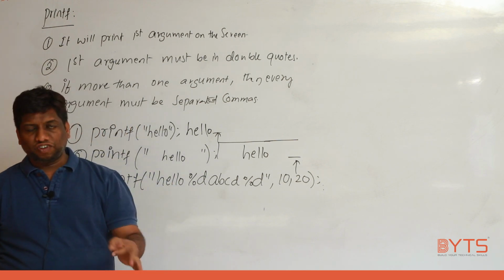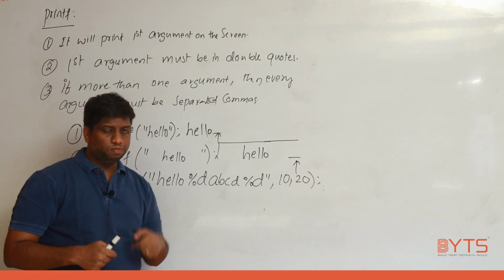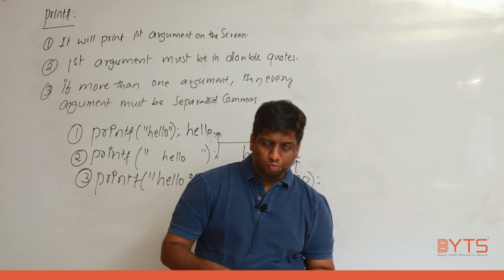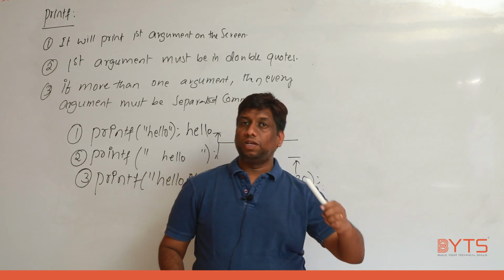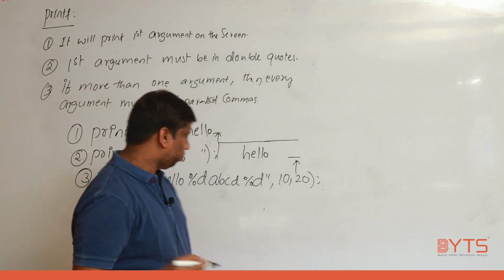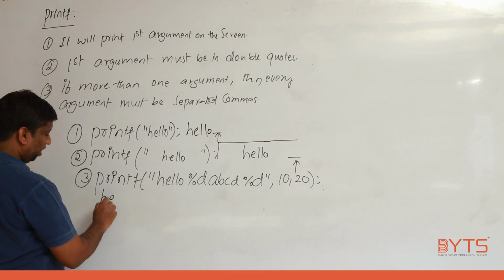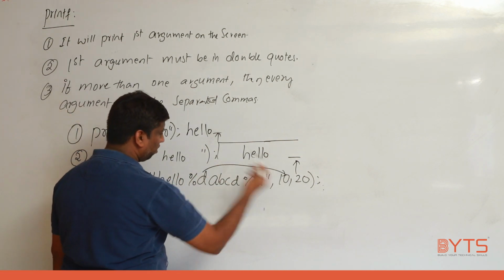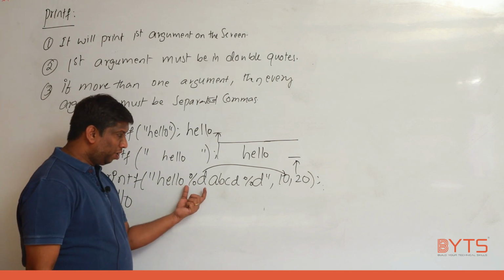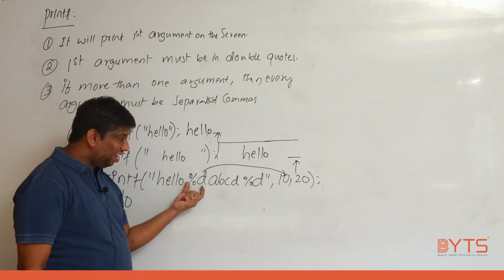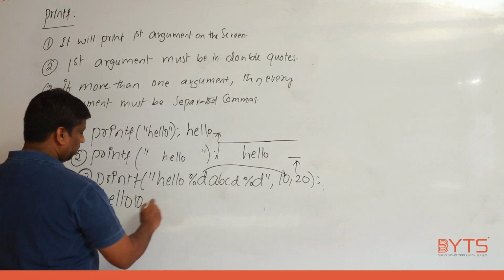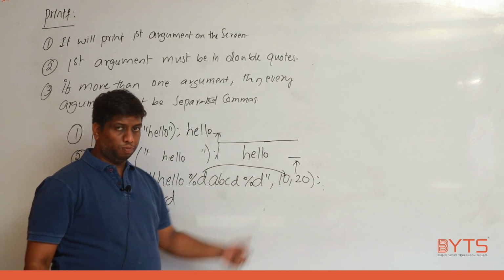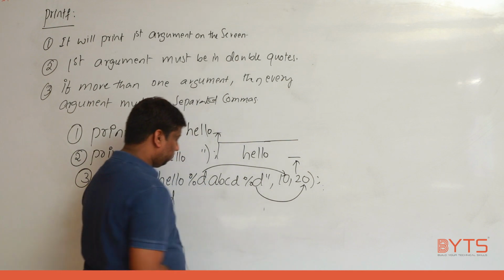If there is a format specifier, that format specifier is replaced. How is it replaced? The first format specifier is replaced with the second argument. The second format specifier is replaced with the third argument. Understand? So first, what is the answer? Hello. The first format specifier is replaced with the second argument. Percent d is meant to print an integer, and here also we have an integer, so this percent d is replaced with 10. Next, ABCD. The second format specifier is replaced with the third argument, so that is replaced with 20.